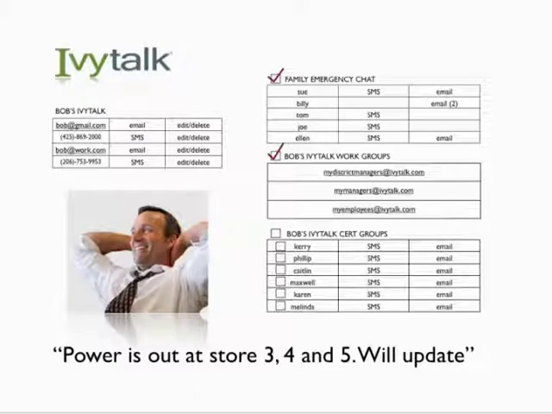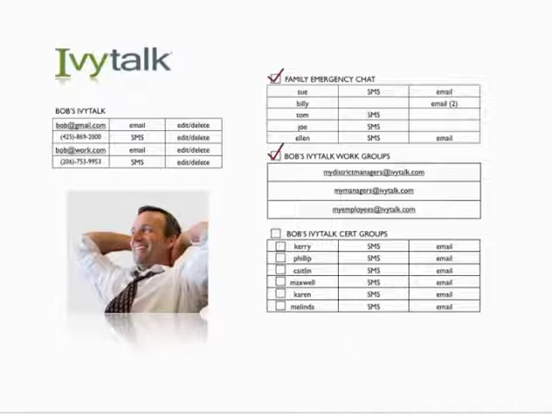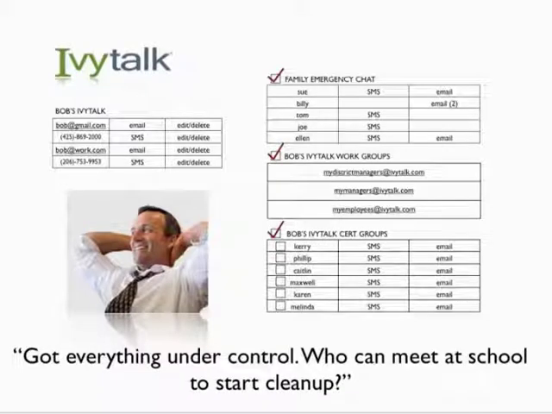Now Bob has the bandwidth to reach out to his CERT group. As always, imagine several members of his team are ready to help. Using Ivytalk, Bob can check a box by the members who can meet, and he can create an ad hoc work group so they can chat in real time, almost like tactical radios. His team is organized and in good communication so they can accomplish their mission of helping people when they need it most.